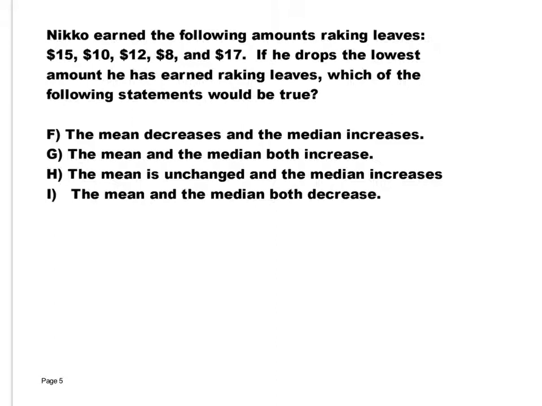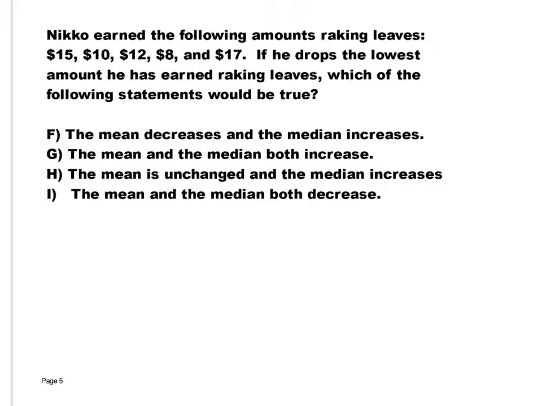All right, it says Nico earned the following amounts raking leaves: 15, 10, 12, 8, and 17. If he drops the lowest amount he has earned, then which of the following statements is true? F, the mean decreases and the median increases. G, the mean and median both increase. H, the mean is unchanged and the median increases. Or I, the mean and the median both decrease.